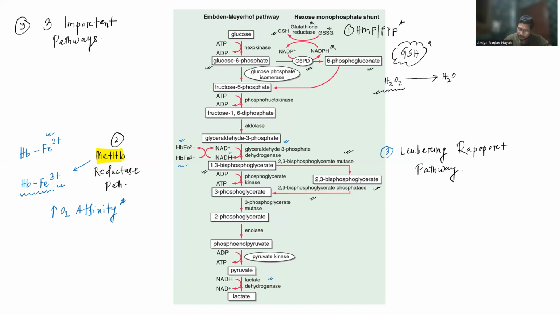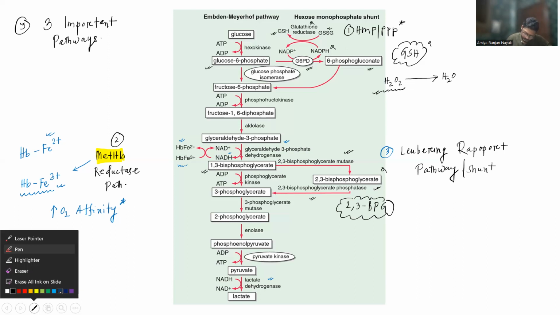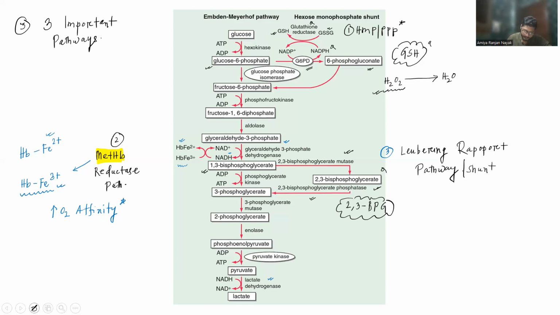Now, RBCs tend to produce this 2,3-BPG through this Rapoport-Luebering pathway, sometimes known as the Rapoport-Luebering shunt. Now, why do they produce this? What is the function of 2,3-BPG? It has the opposite function of methemoglobin.